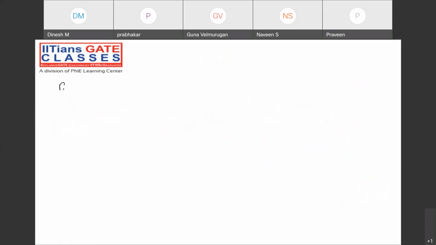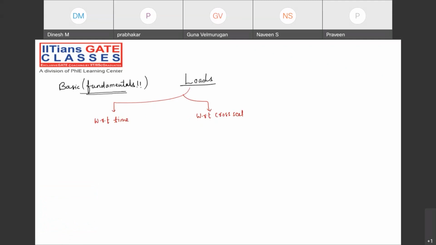So just note the basic fundamental thing. Very, very important: I'm going to talk about the loads. How many types of load do we actually have? Load can be defined with respect to time, with respect to cross section, and with respect to the distribution of the load.